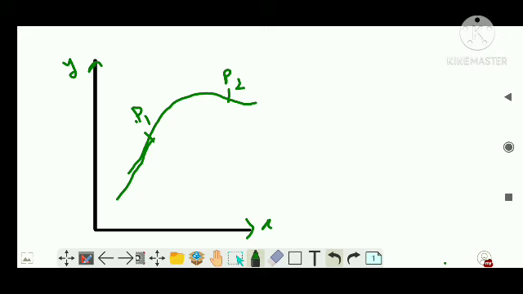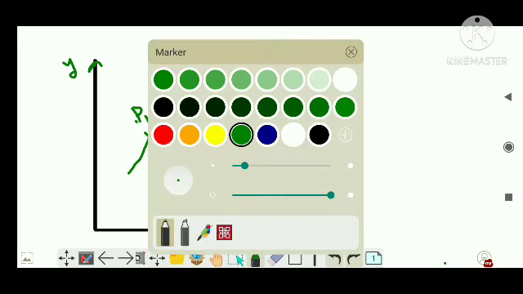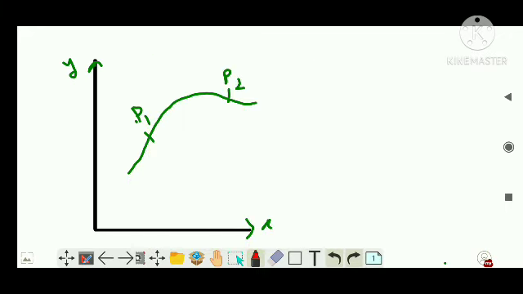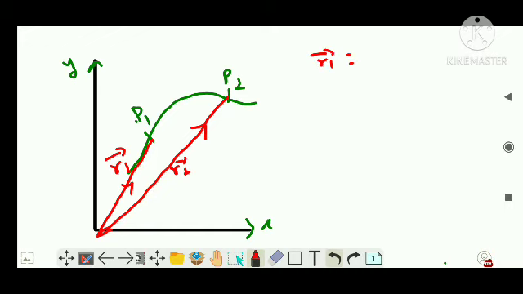I'll draw with another color, this overlapping. This is R1 vector. Clear? Now I have from origin another position vector like this. This is R2 vector. R1 vector is the vector for position OP1. R2 vector is for OP2. Clear?